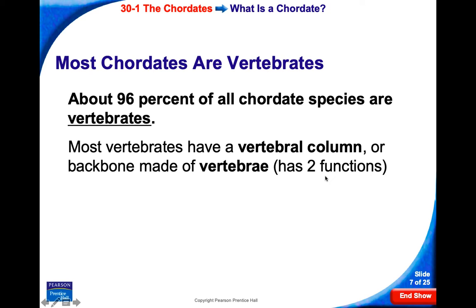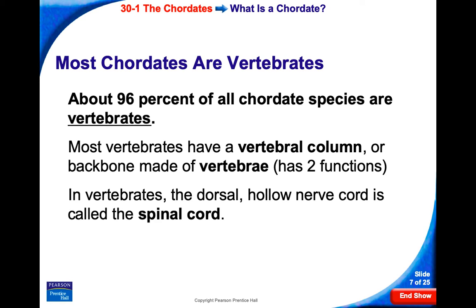As a vertebrate embryo develops, the front end of the spinal cord might develop into a brain, and then the backbone or vertebral column is what replaces that notochord that all chordates start with. In vertebrates, that dorsal hollow nerve cord develops into the spinal cord, and that spinal cord travels through the vertebral column.